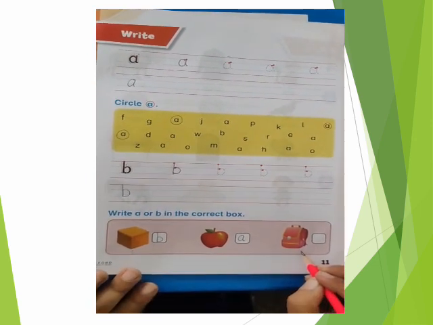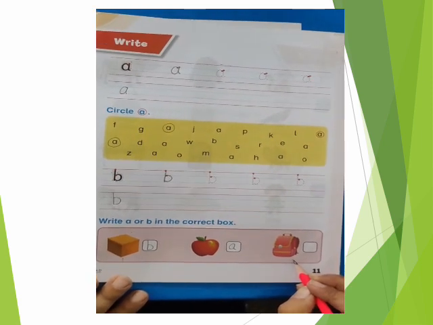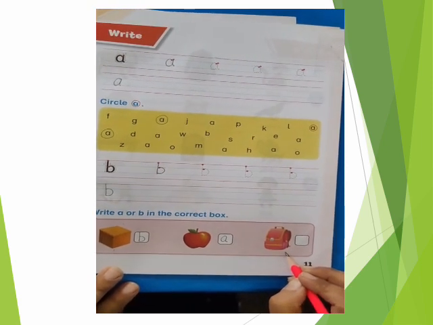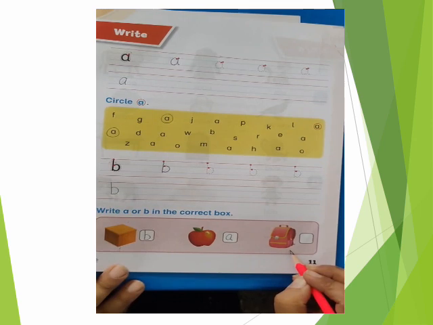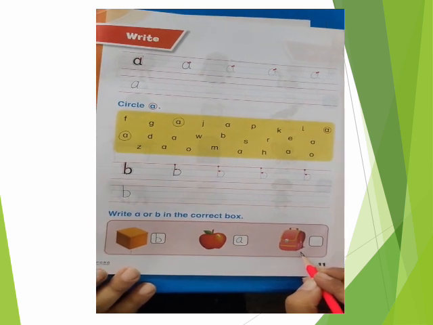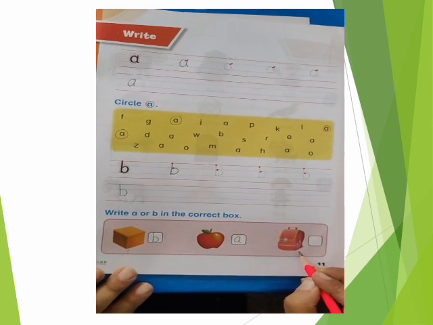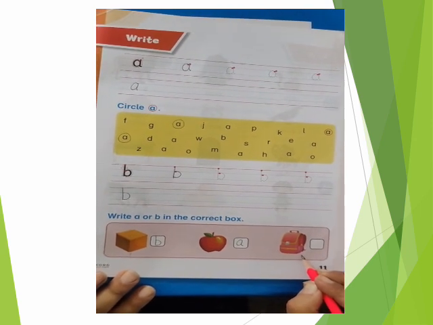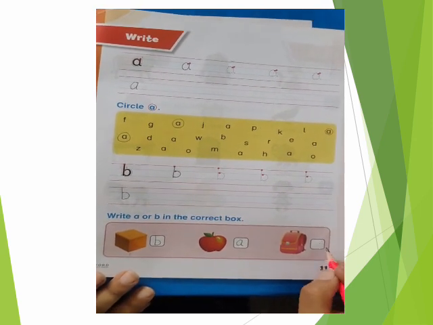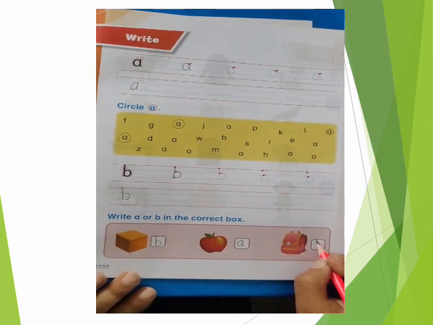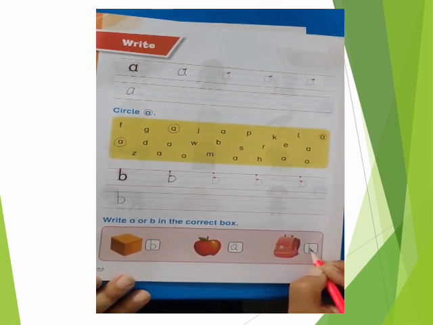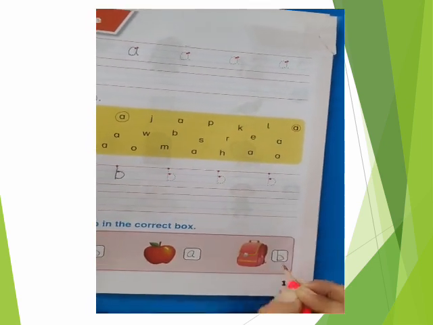What is this? Yes, it is a bag. From which letter does it start? Yes, the first letter is B, bag. The bag starts from the letter B. B, bag. Now write B in this square. Make a straight line and then do a half circle.